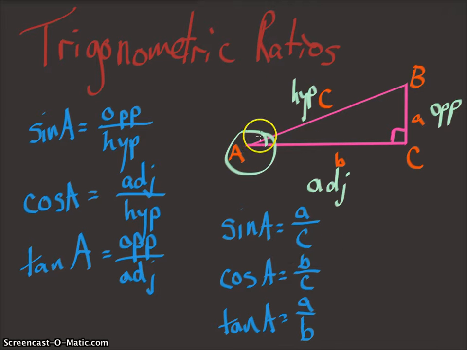Now this is just a very brief introduction into trigonometric ratios, but it's a good way to get yourself started thinking about the opposite sides of certain angles and the adjacent sides, and of course the hypotenuse will always be the side across from our right angle.